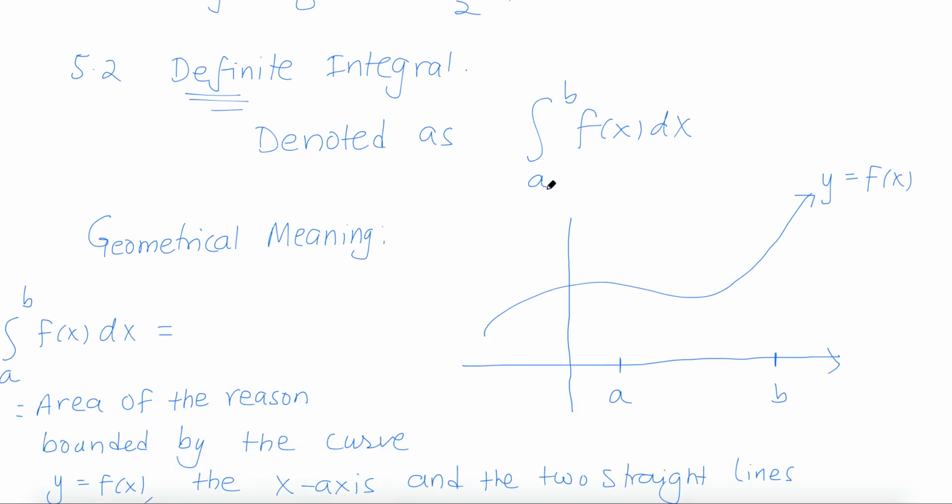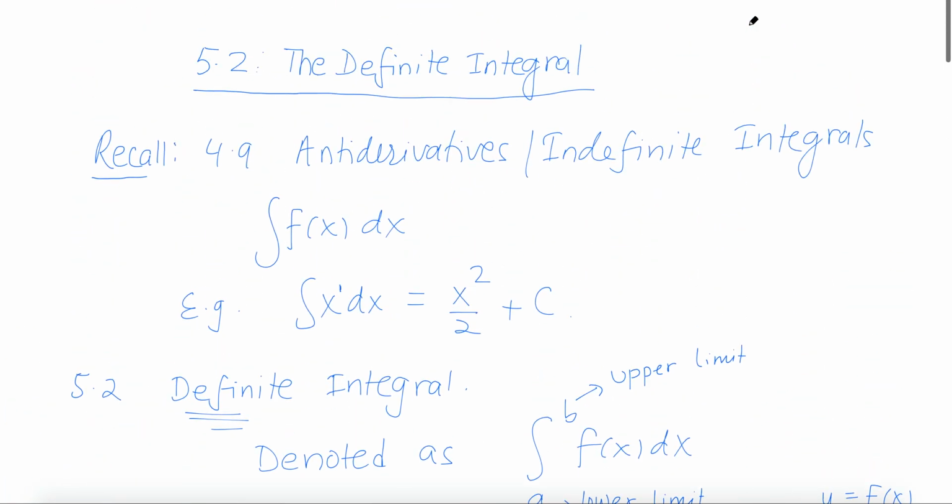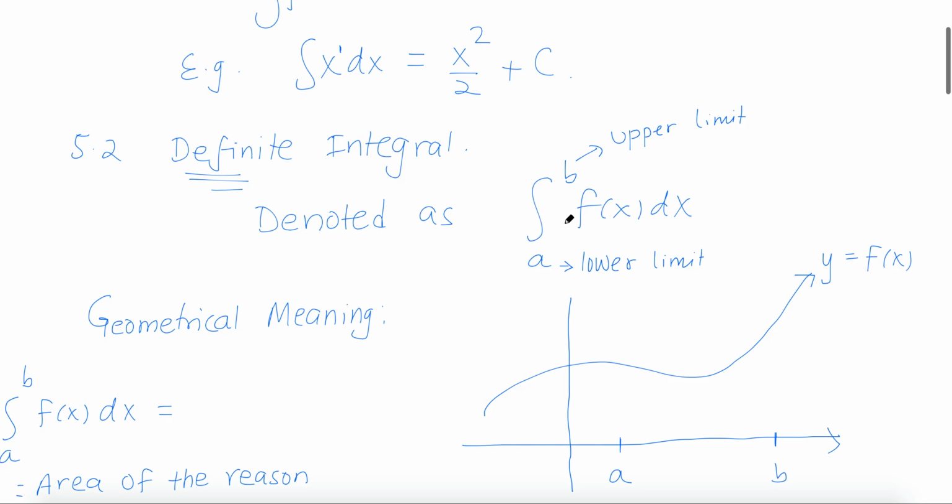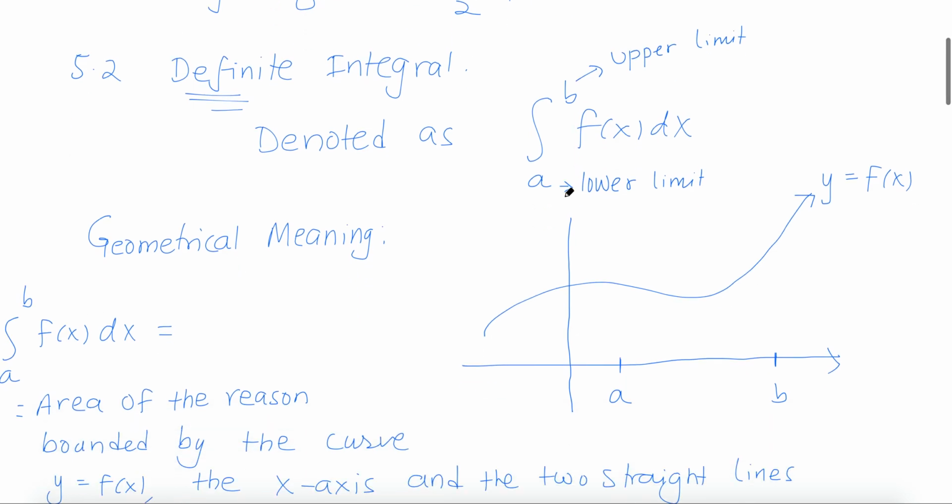That is denoted as the integral from a to b of f of x dx. This a is also called the lower limit, and b is called the upper limit of x. What's the difference between this notation and the notation we did in 4.9? Here we don't have any lower limit and upper limit, right? Here we have the lower limit and upper limit, meaning the variable x runs from a to b. So we have the definite value of x, and that's why this is called the definite integral.